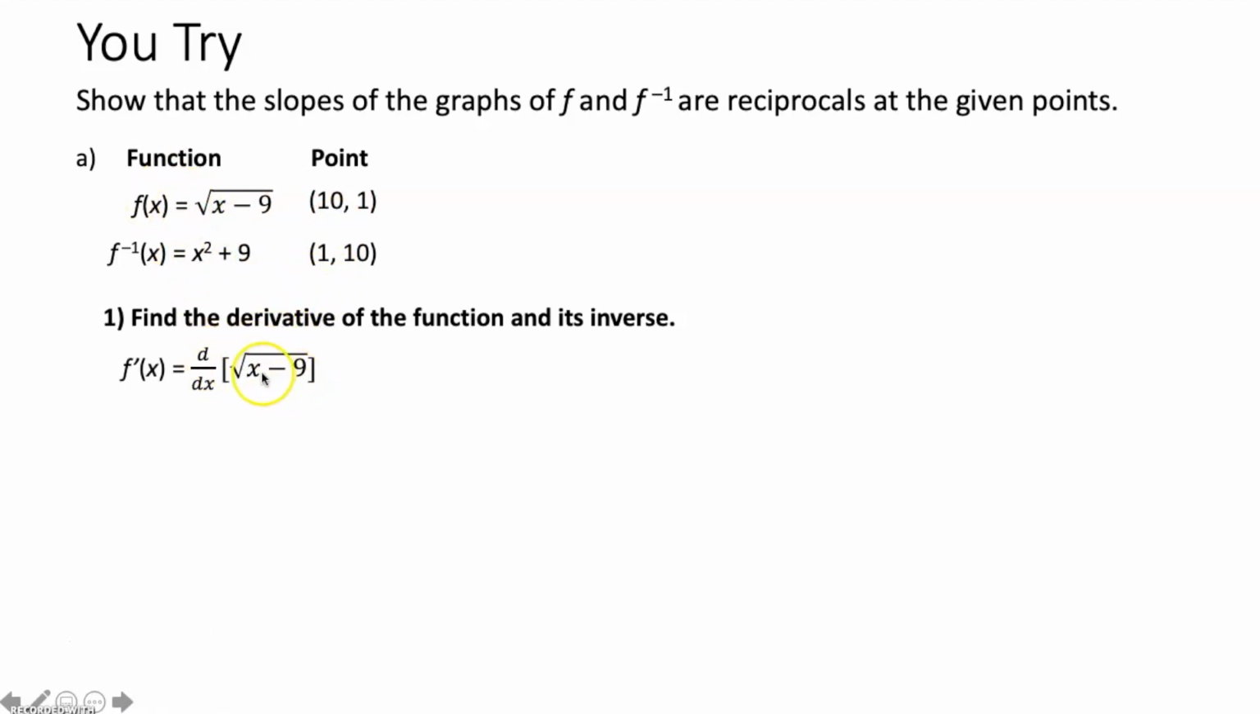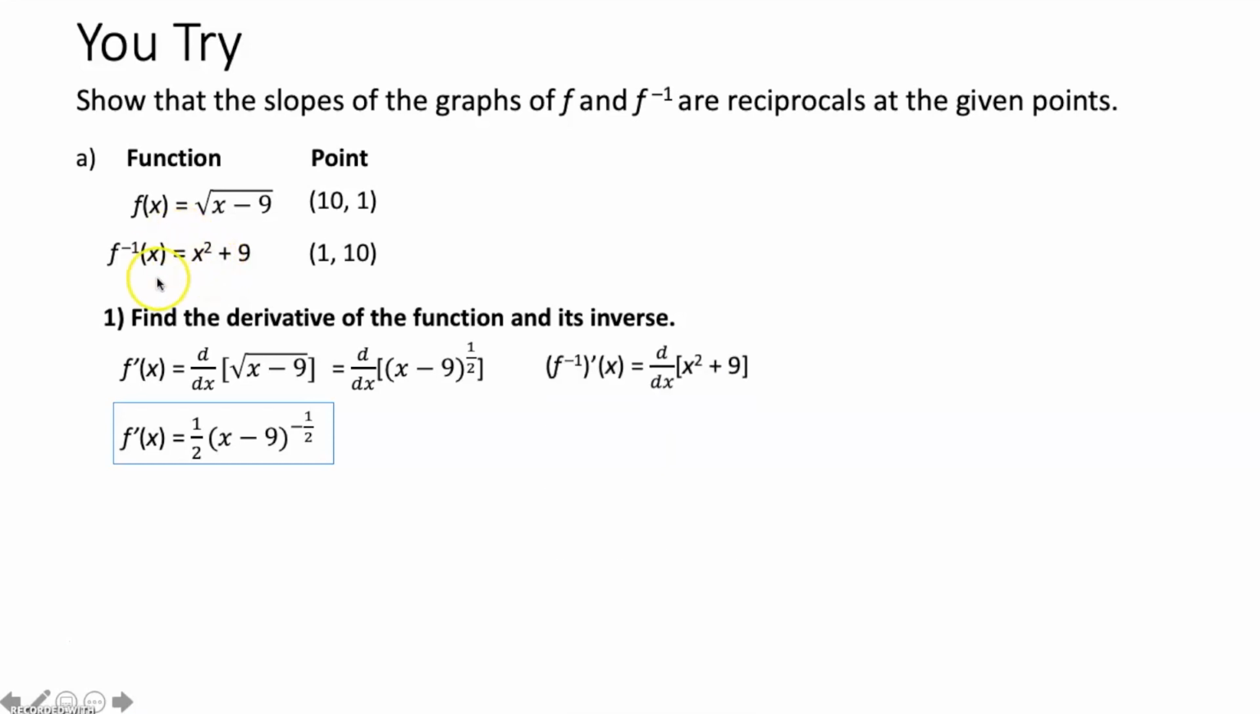To get the derivative here, I need to rewrite this square root as a 1/2 exponent. Then I can take the derivative, so it becomes 1/2 times x minus 9 to the -1/2 power. And technically, you also have to do the chain rule. You have to multiply by the derivative of x minus 9. But since the derivative of x minus 9 is just 1, it doesn't really affect the problem at all. So we just leave our derivative as 1/2 times x minus 9 to the -1/2 power.